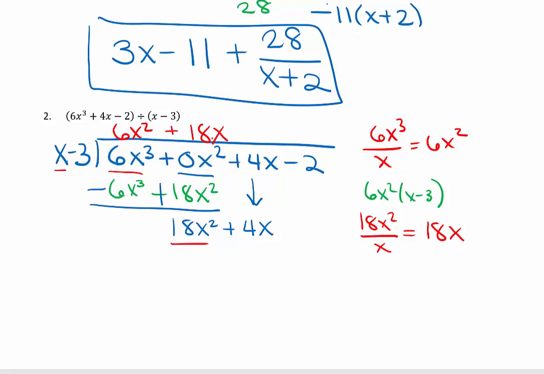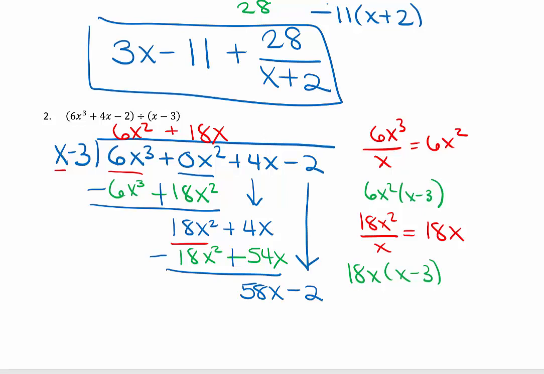18x squared divided by x is 18x. Multiply. 18x times x minus 3 is 18x squared minus 54x. I subtract. Once again, subtracting is the same thing as changing the signs and adding. So remainder of 58x, bring down the minus 2, and looks like we have just one more division problem left.